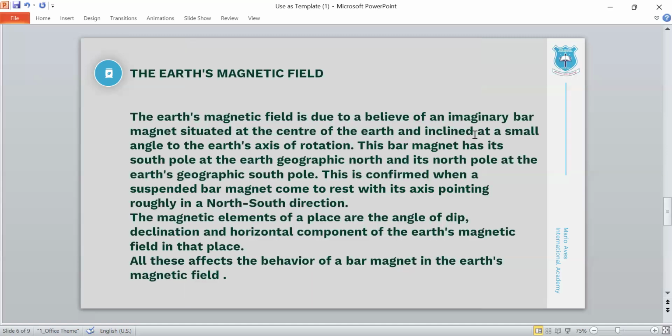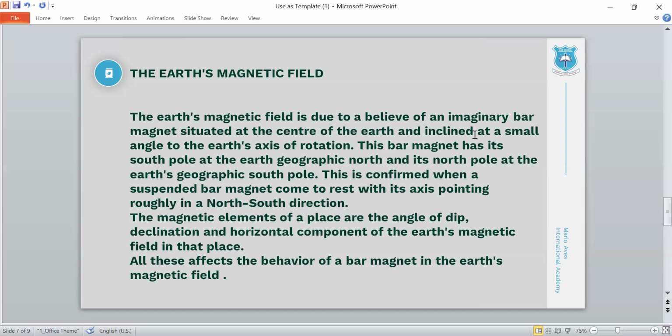All right, let's talk about the Earth's magnetic field. The Earth's magnetic field is due to a belief of an imaginary bar magnet situated at the center of the Earth and inclined at a small angle to the Earth's axis of rotation. This bar magnet has its south pole at the Earth's geographical north and its north pole at the Earth's geographical south pole. This is confirmed when a suspended bar magnet comes to rest with its axis pointing roughly in a north-south direction. The magnetic element of a place.